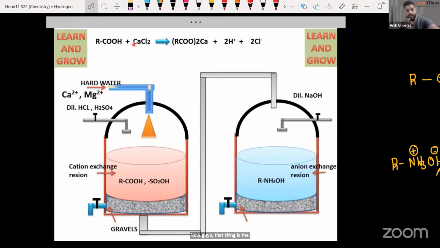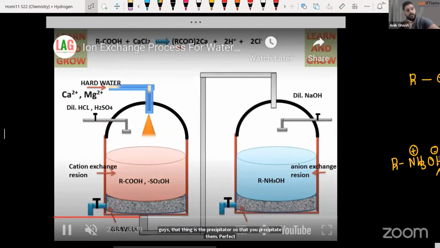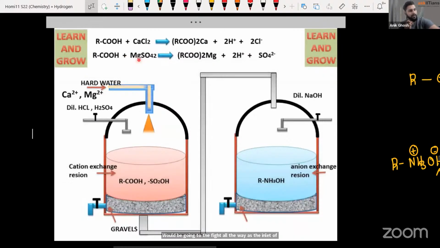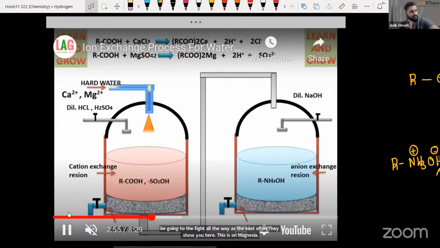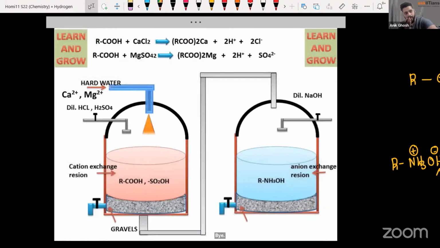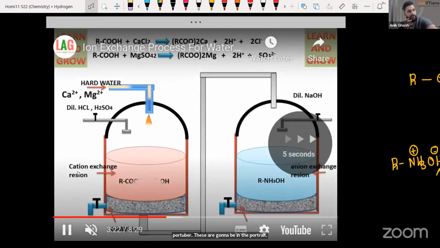The rest, H plus and Cl minus, these two ions would be flowing through the pipe all the way as the inlet of the anion exchange resin. Now, I show you here. This is for magnesium. If I show you here, these two: H plus, Cl minus, and H plus, SO4 2 minus. These are going to be in the filtrate because the rest of the two compounds are going to be precipitated, right? They'll be precipitated down. Now these two would be the inlet of anion exchange.